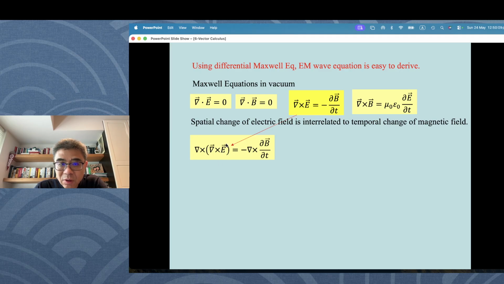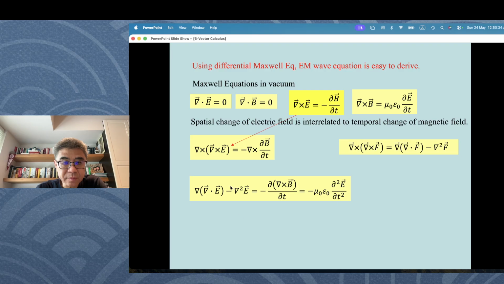However, we know that this must be equal to minus curl of partial B, partial t. But I can interchange the order of time derivative and the space derivative. So you plug in, and it becomes the curl of B. We look at the right hand side first and we'll take care of the left hand side later.